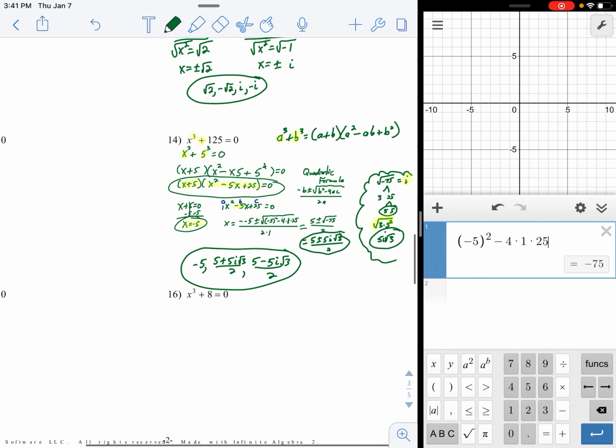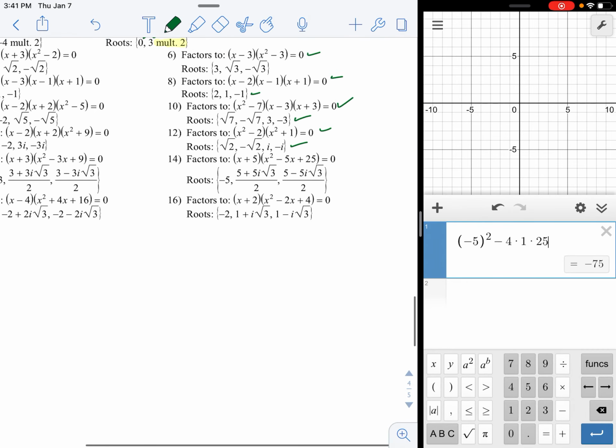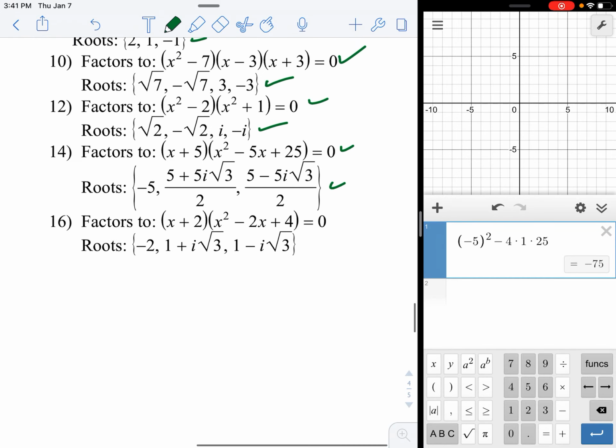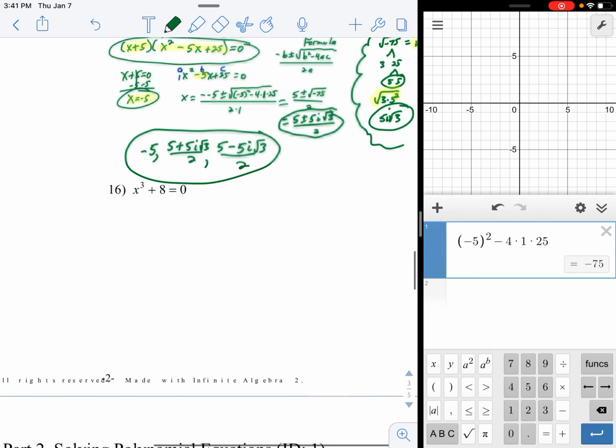And man, number 14, I sure hope I got this right. Yeah, probably would have lost all confidence in me if I made a mistake on that one. Yeah, that was pretty bad. And look, number 16, about the same way.